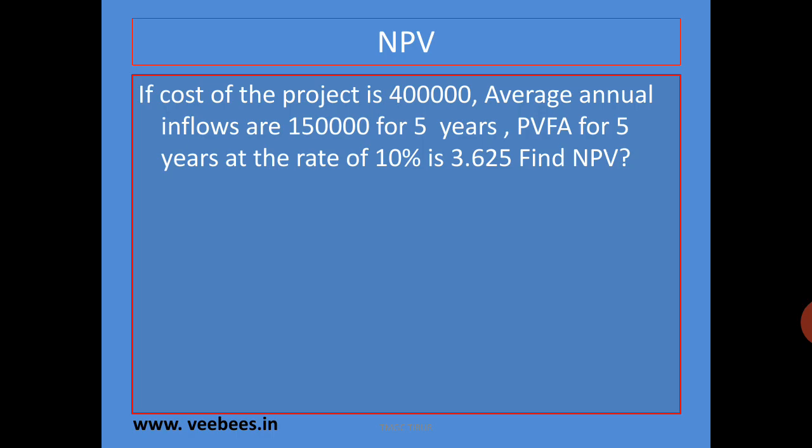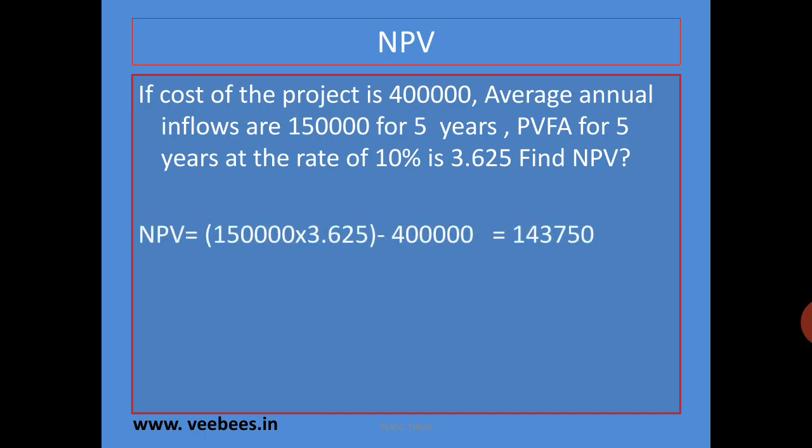Instead, PV of inflows can be calculated as inflows into PVFA. Here inflows is 1,50,000. So NPV is equal to 1,50,000 into PVFA 3.625 minus PV of outflows, 4 lakhs.